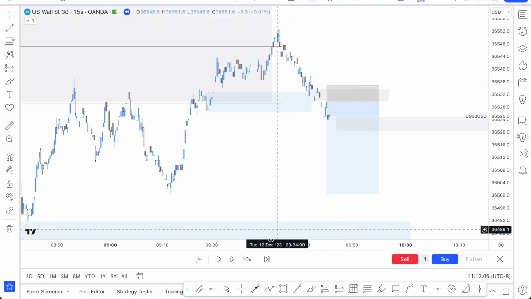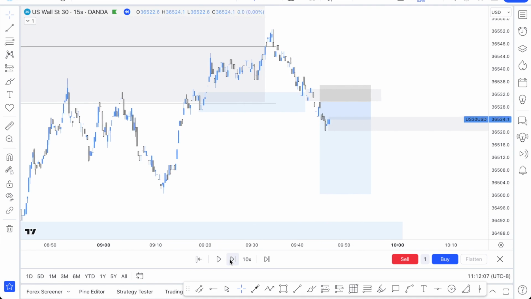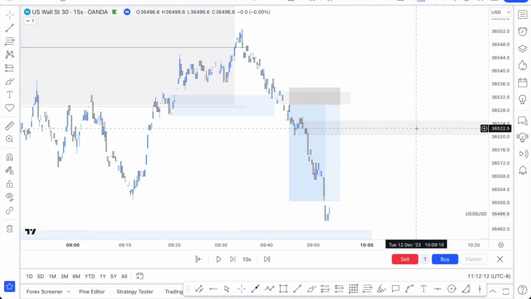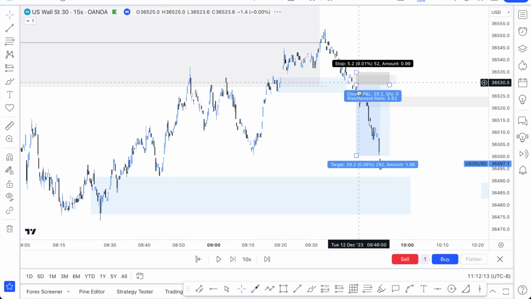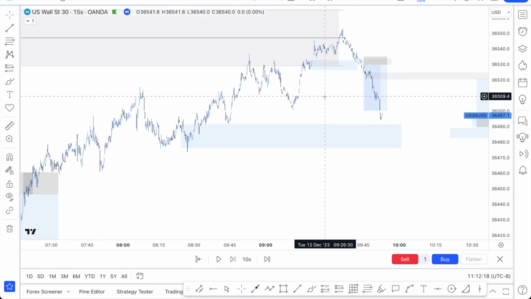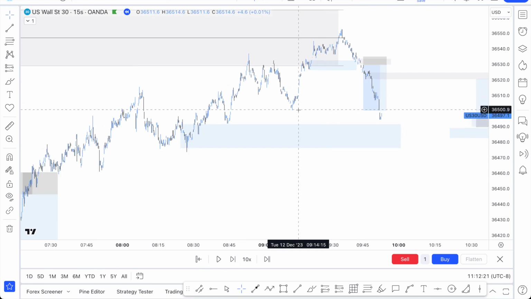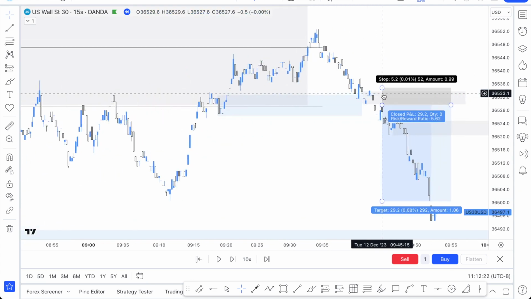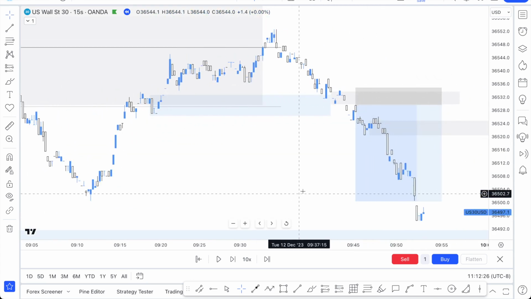Well, trust me, it mitigated on my MetaTrader. TradingView sometimes doesn't show you everything, but on my MetaTrader, it showed that we mitigated, so I sold there. All right, so I look to TP this low here and get out there for 5.6%, right there, 5.6%, right?